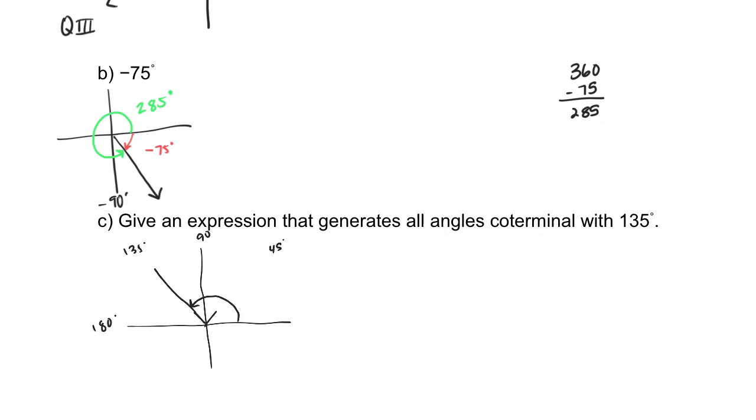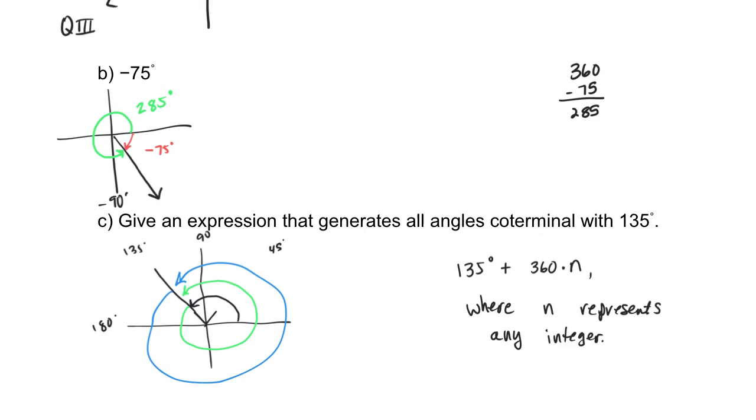Now, I could go an additional full rotation. One full rotation, that's plus 360 degrees. I could go another 360. That just gets me all the way around. One full rotation is 360 degrees. Okay, so a general way of writing this, I could take that 135 and add 360, well, any multiple actually of 360, so times some n, where n represents any integer. So it's just any multiple of 360.